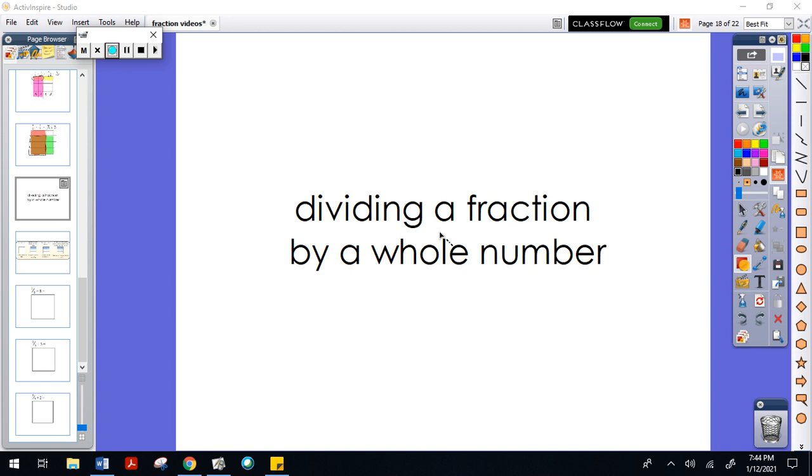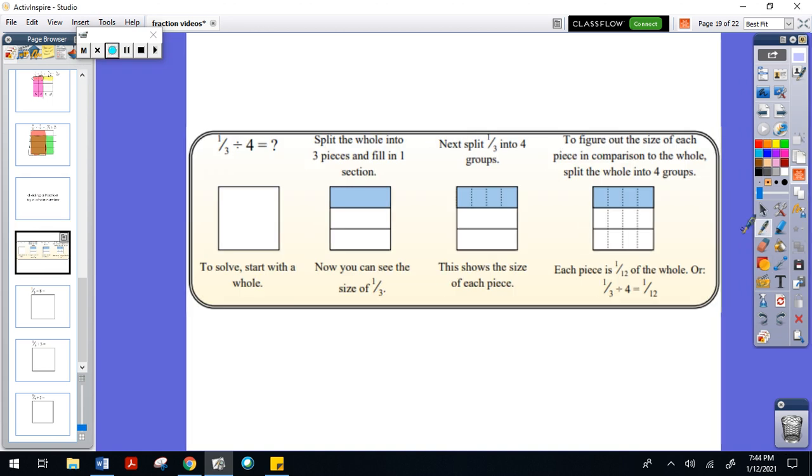In this video, we're going to focus on dividing a fraction by a whole number. We're going to start by looking at a problem that's already been worked out for us. We have 1/3 divided by 4. And in this problem, what they did was they started by illustrating 1/3.